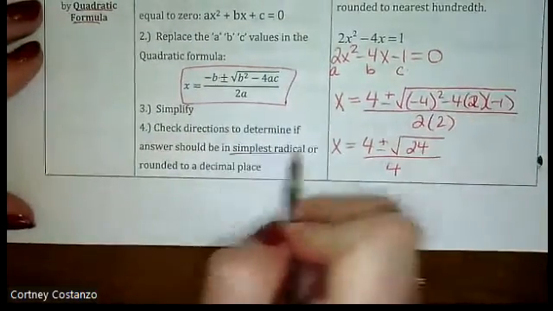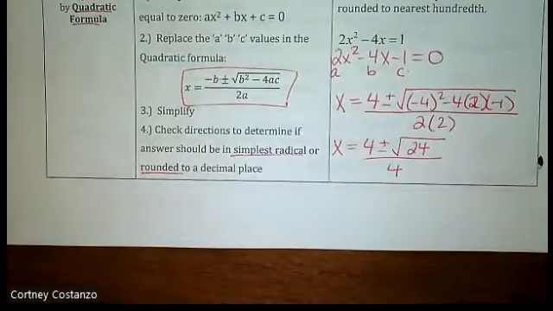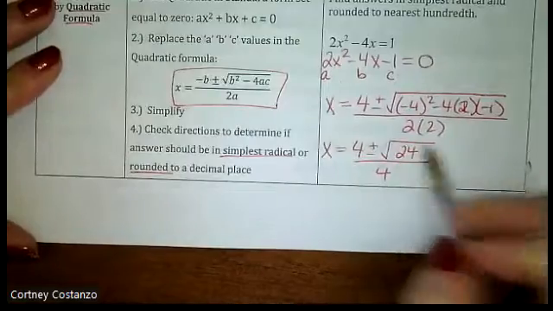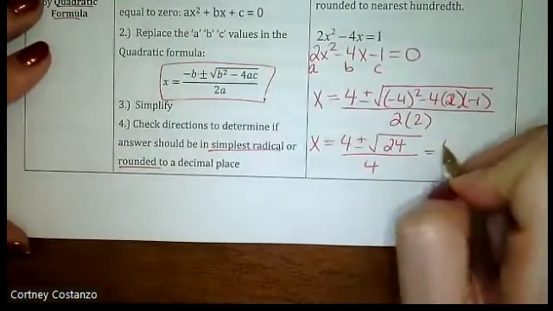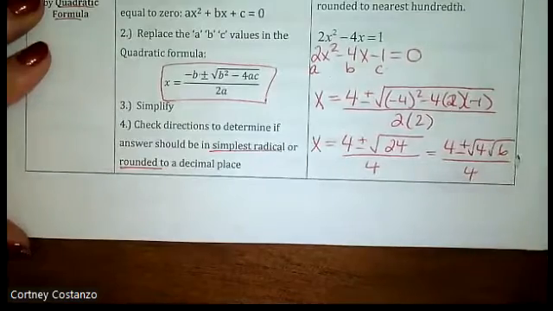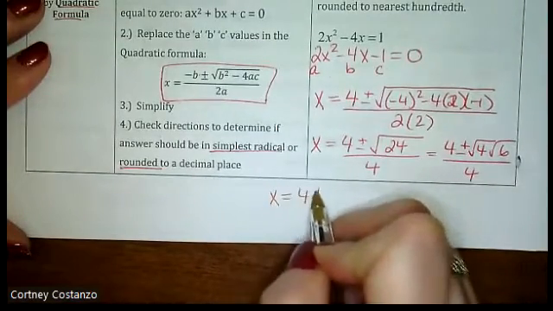Does it want simplest radical, or does it want rounded to a certain decimal place? So I'm going to show you both options. If the question is asking simplest radical, then we need to take this 24 and break it down to be a perfect square multiplied by a non-perfect square. The square root of 4 is 2.